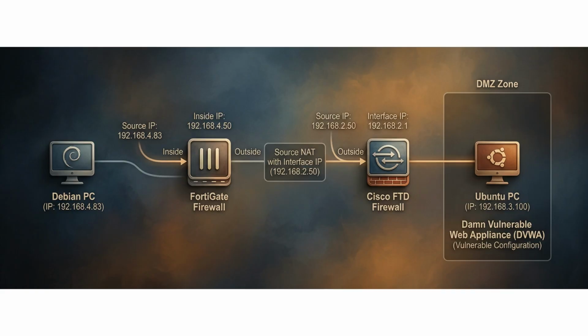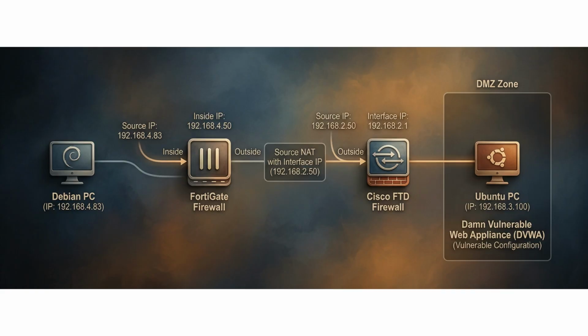Next, the traffic hits the Cisco Firewall FTD at its entry interface, 192.168.2.1. Because of the NAT performed by the FortiGate, the Cisco FTD identifies this incoming traffic as originating from 192.168.2.50, effectively masking the Debian machine's private subnet. Finally, the Cisco FTD routes the traffic across to a separate security zone.